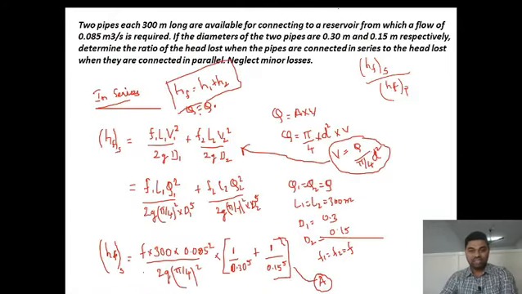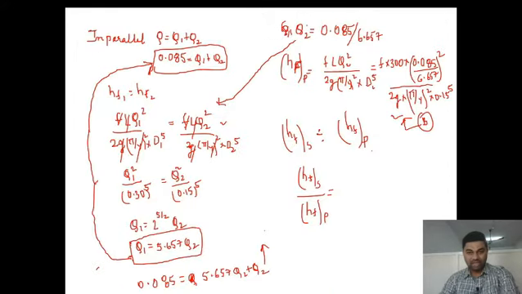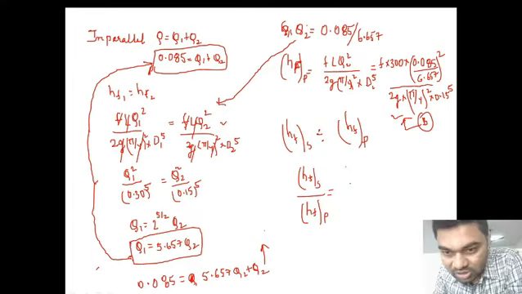It is given by equation A. Look at equation A: f into 300 into 0.085 whole square by 2g pi by 4 square into 1 by 0.30 to the power of 5 plus 1 by 0.15 whole to the power of 5. That equation needs to be written over here.